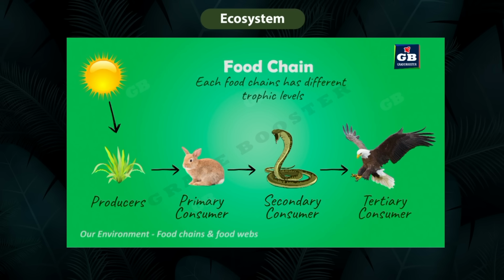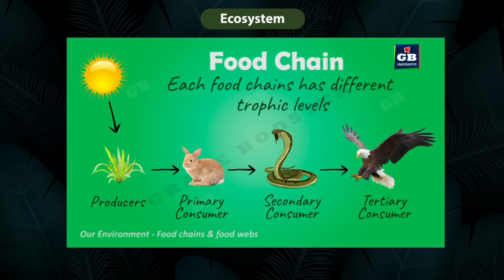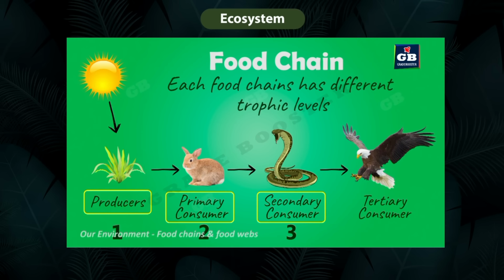So each food chain has different trophic levels. We find producers in the first trophic level, primary consumers in the second trophic level, secondary consumers in the third trophic level, and tertiary consumers in the fourth trophic level. In this food chain, we can observe the flow of energy from one organism to another organism. Now, let us learn some more important points about the flow of energy in a food chain.